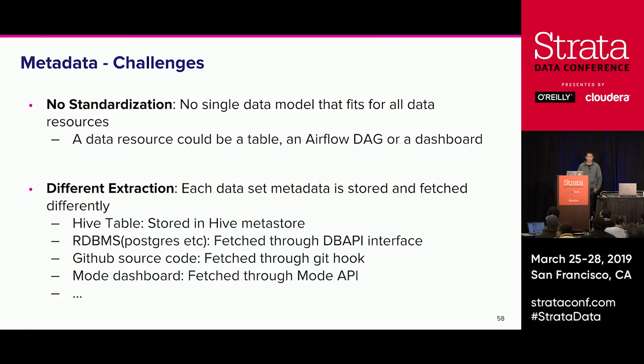And it has different extraction mechanisms. All these different sources are fetched differently. Hive tables are stored in the Hive metastore. RDBMS tables like PostgreSQL need to be fetched through some DB API interface. GitHub source code needs to be fetched through some Git hook. And Mode dashboards need to be fetched through the Mode API.